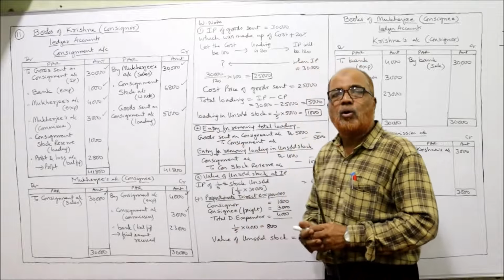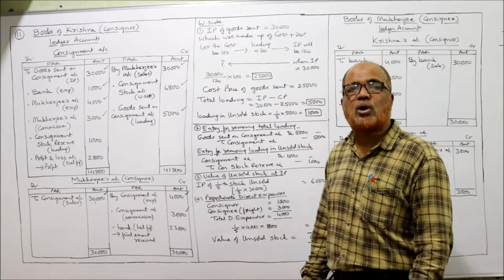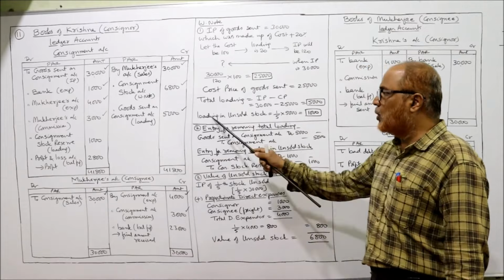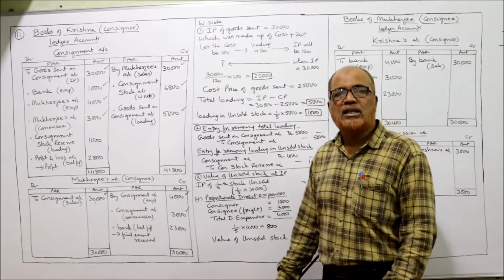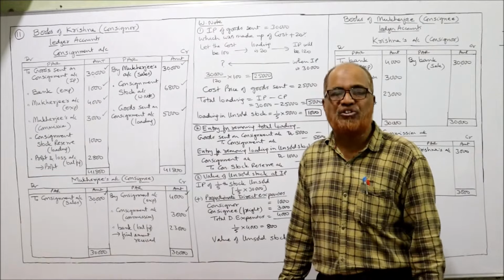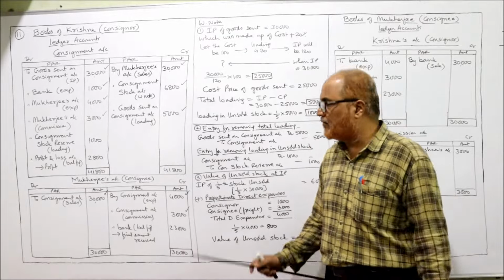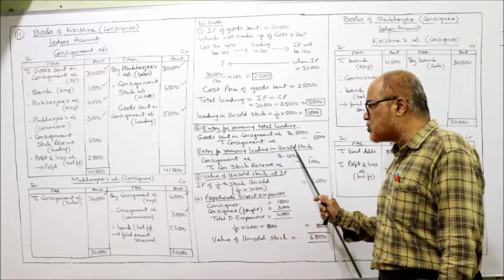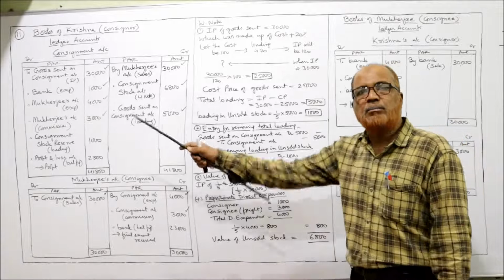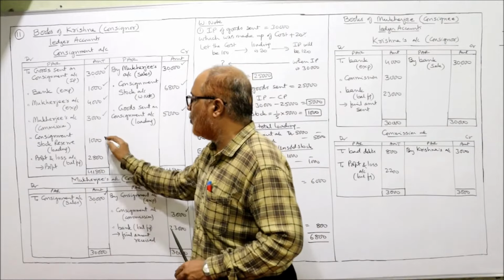Right? Now we have to remove the loading in unsold stock. How much is the proportion of unsold stock? 1/5. So 1/5 of 5,000 is 1,000. The loading in unsold stock is 1,000. The entry will be consignment account debit to consignment stock reserve. Remember, consignment account debit to consignment stock reserve 1,000. Entry for removing loading in unsold stock. So consignment account should be debited to consignment stock reserve loading 1,000.